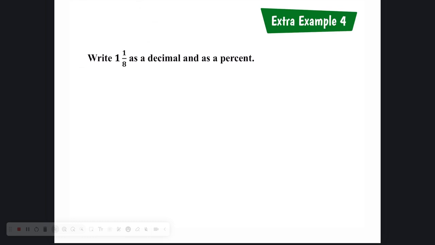Extra example 4. You'll try this problem by yourself. Write 1 and 1/8 as a decimal and as a percent. Pause the video and try this problem on your own. When finished, unpause the video to see if you were able to successfully solve the problem. The answer to this problem is 1 and 1/8 as a decimal is 1.125. As a percent, it is equal to 112.5%.